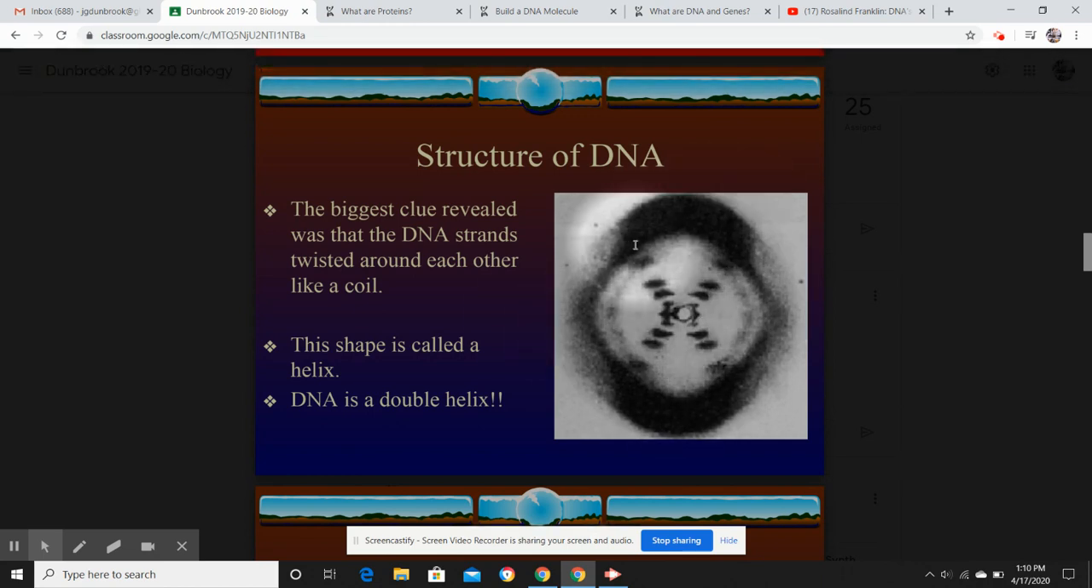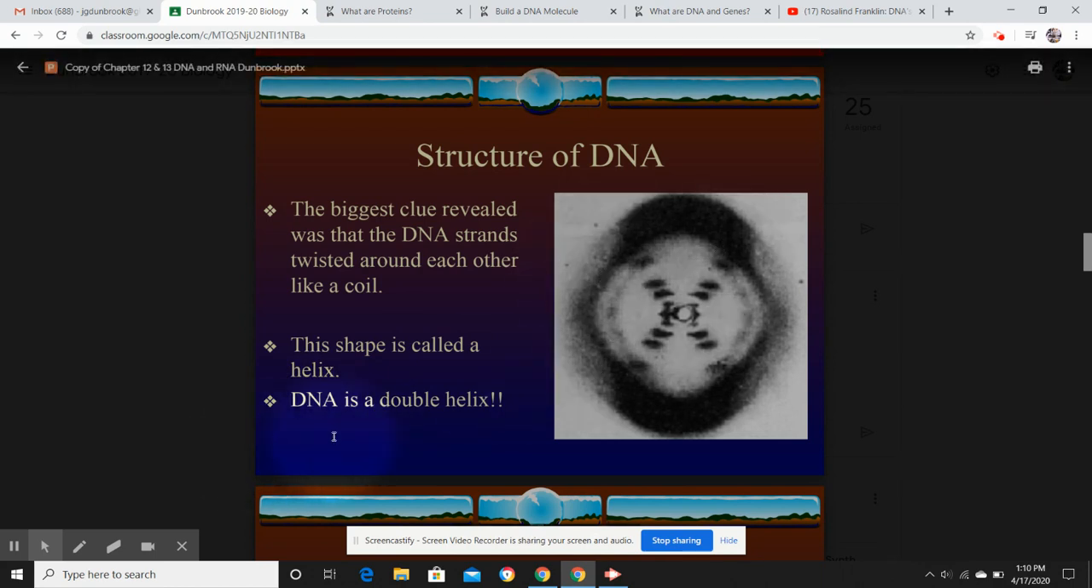This X pattern is really two twisted ladders, or a twisted ladder with two spiral helixes, a double helix. The biggest clue revealed was that DNA strands twisted around each other like a coil. This shape is called a helix. DNA is a double helix, all right?